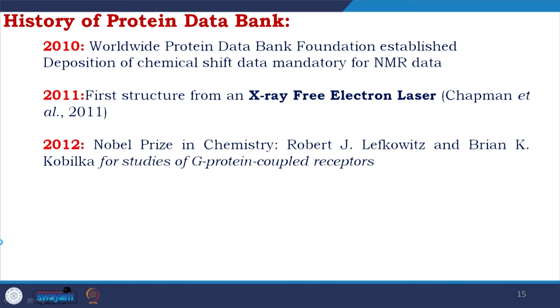2012, again Nobel Prize in Chemistry to Robert Lefkowitz and Brian K. Kobilka for studies of G protein coupled receptors. Again a very landmark discovery, because G protein coupled receptors were already known to be associated with a lot of drug transport, and also a lot of disease related phenomena, but in 2012 with the advent of this high resolution structure, a lot of things were further established.